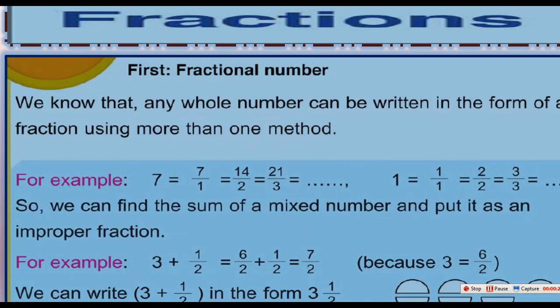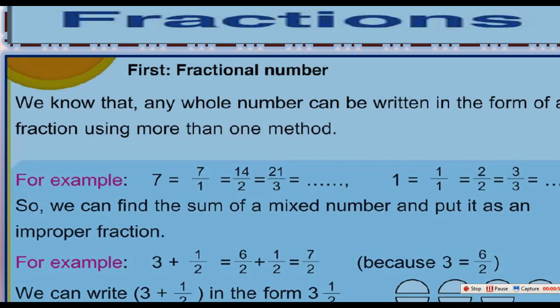Our second lesson in the second term is fractions. Start with fractional number. We know that any whole number can be written in the form of a fraction using more than one method. For example, 7 equals 7 over 1, or 14 over 2, or 21 over 3, and so on.